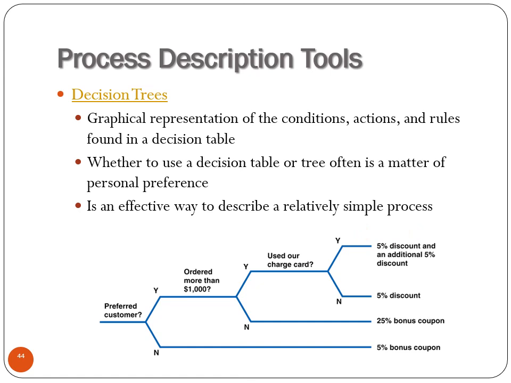Decision trees and decision tables provide the same result, but in a different form. So, whether to use a decision table or tree often is a matter of personal preference. A decision table might be a better way to handle complex combinations of conditions. On the other hand, a decision tree is an effective way to describe a relatively simple process.